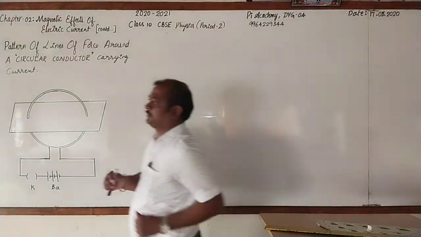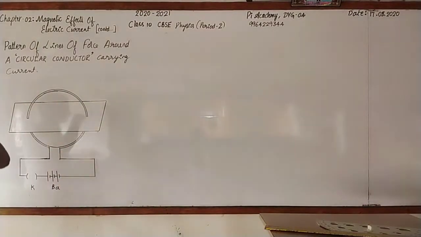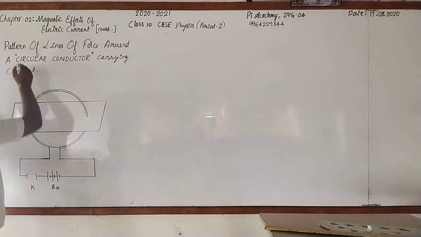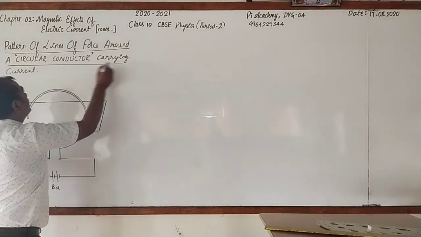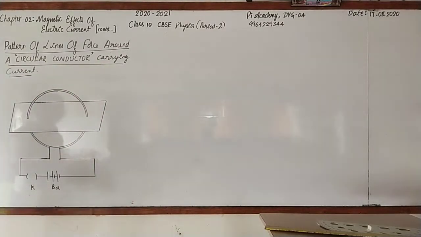Dear students, now the first one has been completed: straight conductor carrying current. Now we are going to study the pattern of lines of force, that is, magnetic field lines, around a circular conductor carrying current. See, this is the diagram. A very simple way of drawing it.